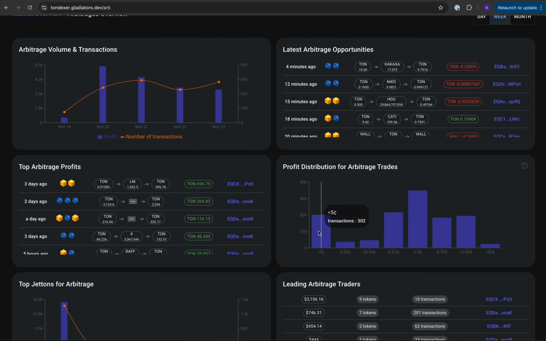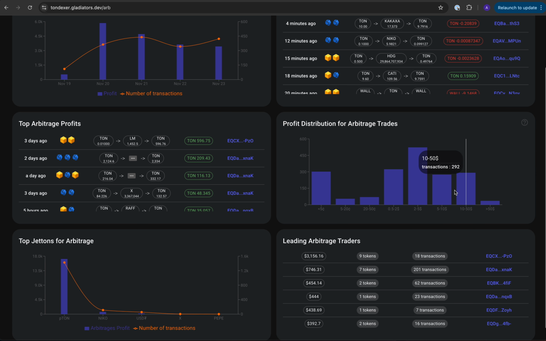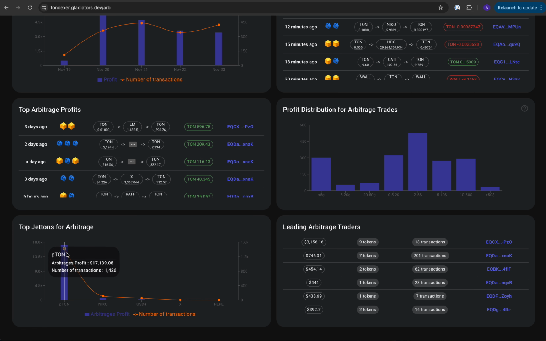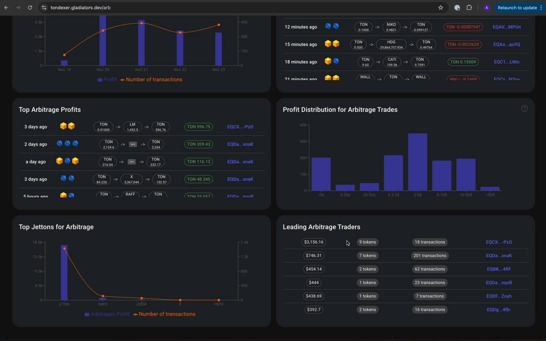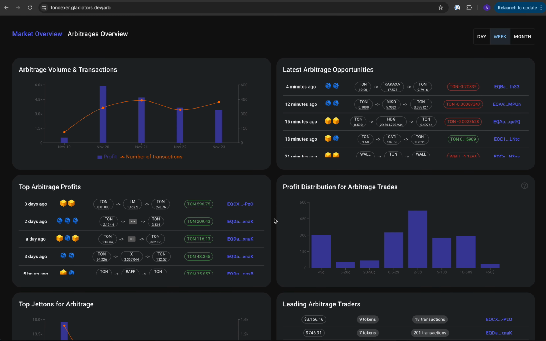It is again the profit distribution for arbitrage: how much profit people are making from arbitrages. No surprise that Ton is the number one token for performing arbitrage. Almost all arbitrages are going through it. And this is the top users that earn the most money from arbitrages. So essentially that's it. It's Tondexer.